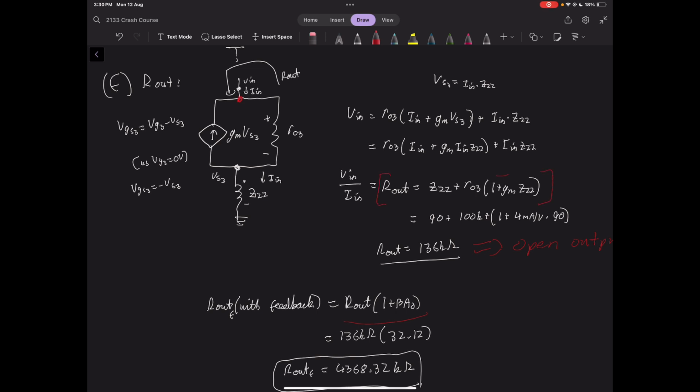Again, we see the 1 plus gm times the resistance. This pattern keeps coming up a lot. It's a very common circuit. You'll get very used to doing these. We did a lot of these in question 1. That gives you your equivalent resistance.